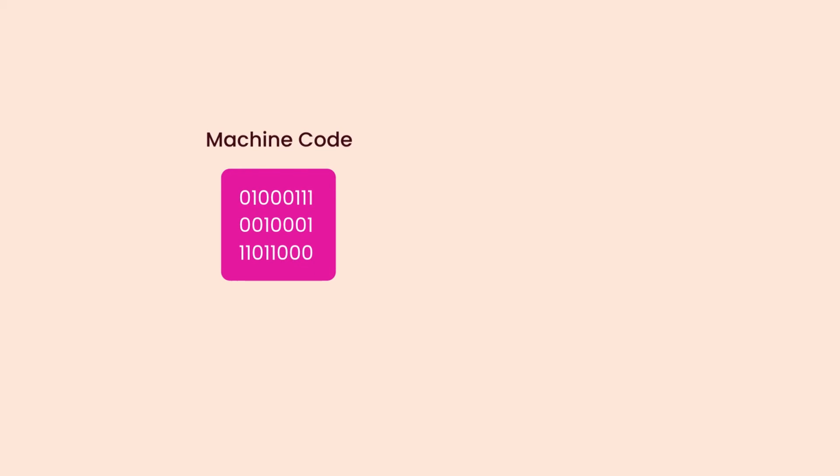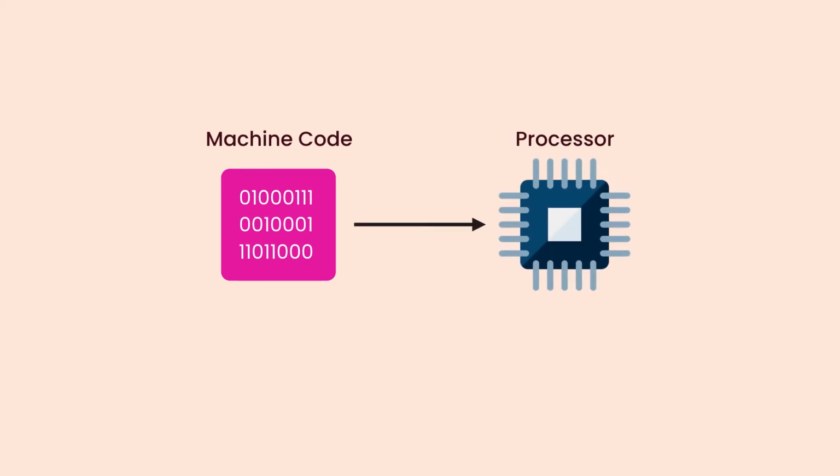However, this machine code is specific to the type of CPU of a computer. So if we compile a C program on a Windows machine, we can't execute it on a Mac. Because Windows and Mac have different machine code, just like how people from different countries speak different languages.